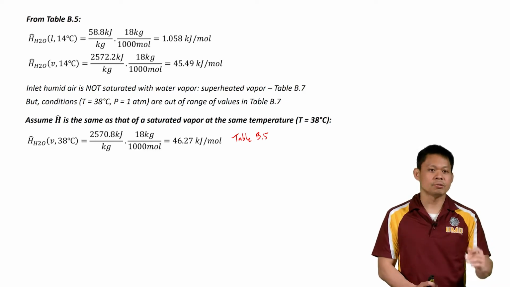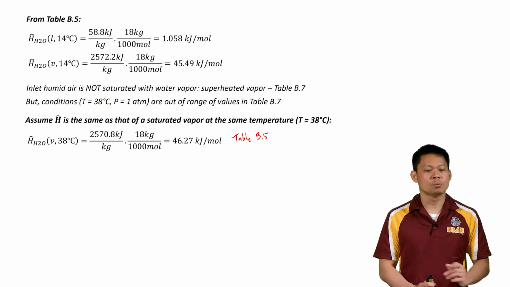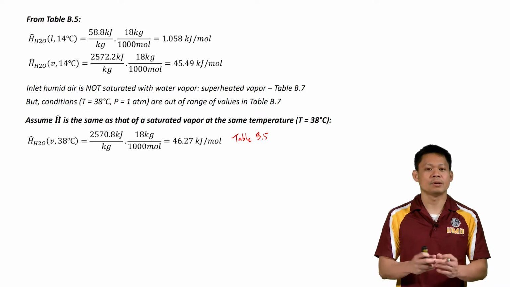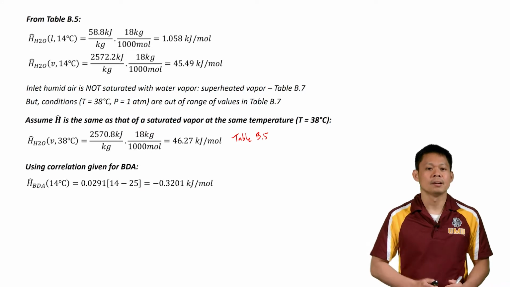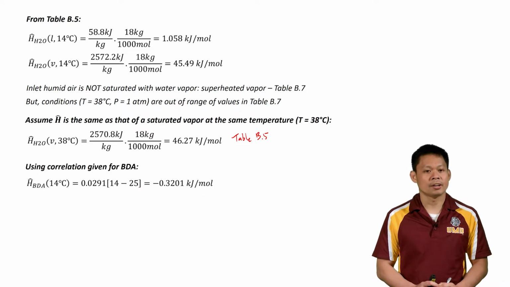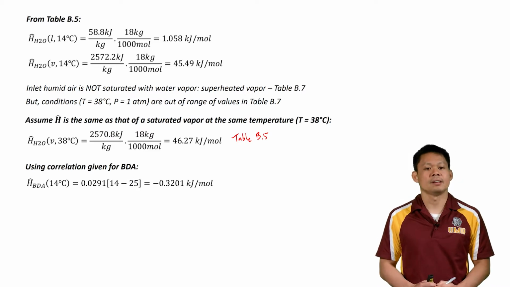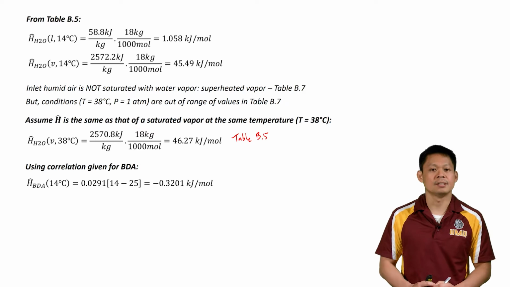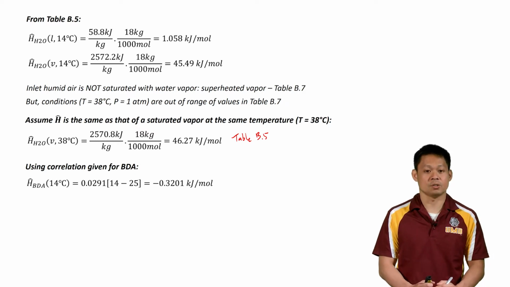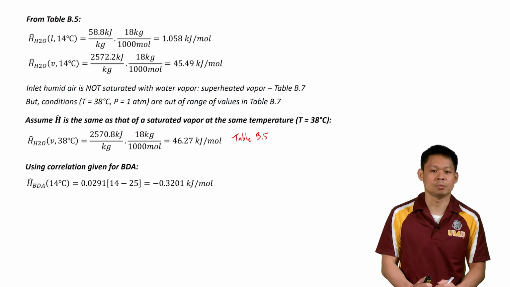All right, so we have the 3 water vapor enthalpies. We need the 2 bone dry air enthalpies. That is actually given in the question. We are given a correlation and equation for that. So we're going to use the correlation for bone dry air. All we need to do is to plug in the temperature at 14 degrees C, and for the outlet, which is the 14 degrees C, we see that the enthalpy is minus 0.3201 kilojoules per mole.